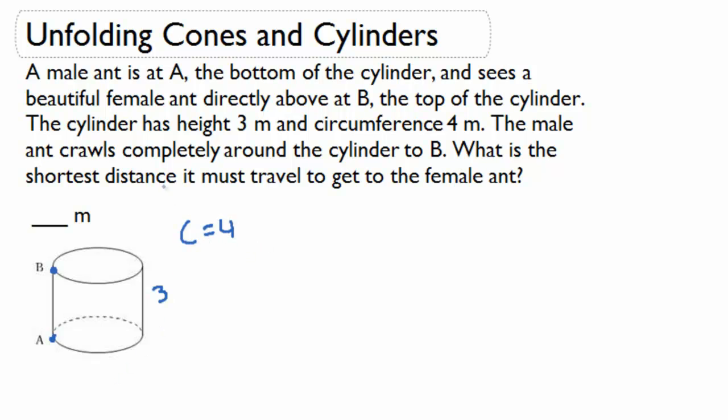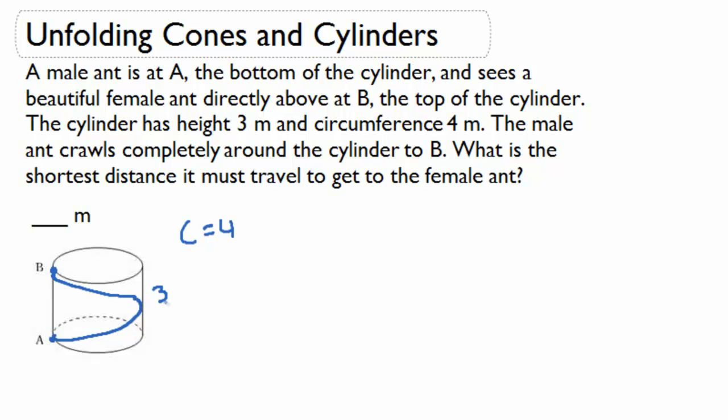The male ant crawls completely around the cylinder to B. What is the shortest distance it must travel to get to the female ant? So basically we have this ant and it's going to crawl all the way around to get up to B. So what does this really look like?